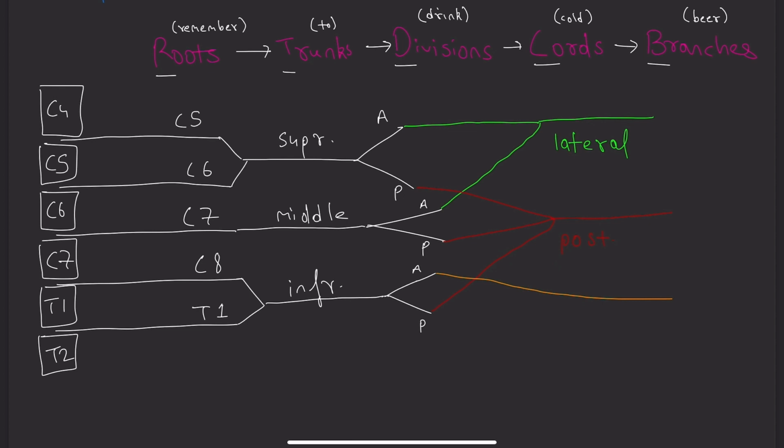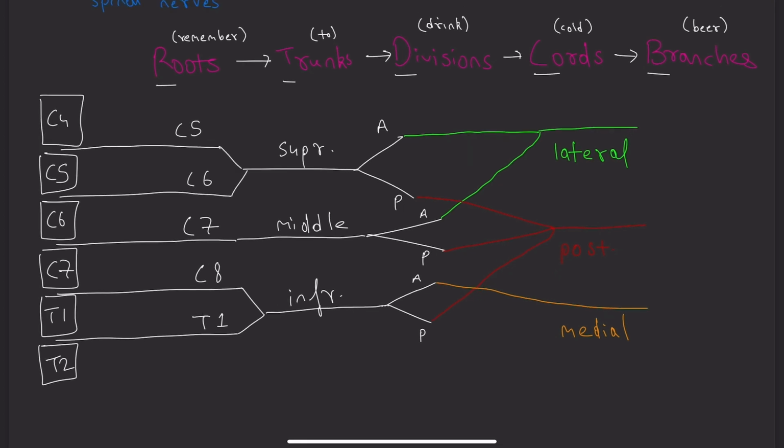So what will be the name of this cord? This one will be the medial cord. So that is how you can remember the names of the cords and the divisions from which they arise. These three cords will now give out branches.